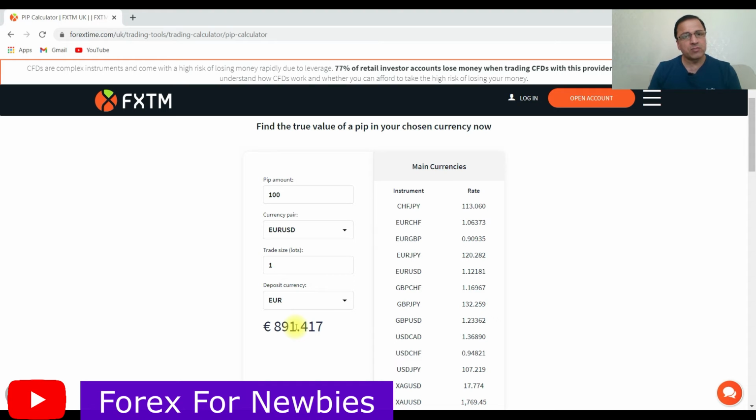In every other business, you always think about profit first. But in forex trading, you should always think about the risk or the loss first.